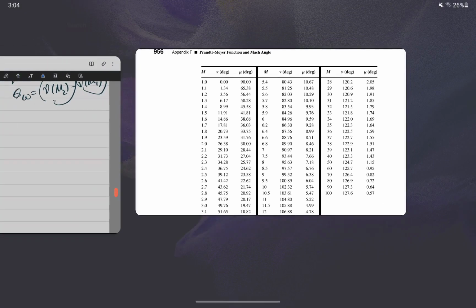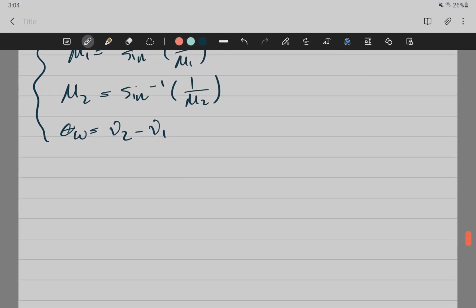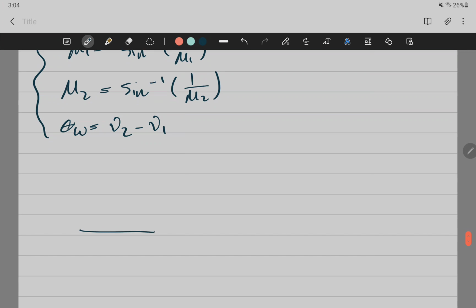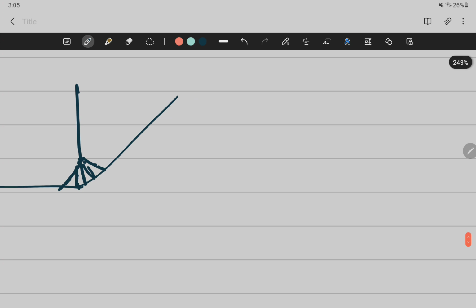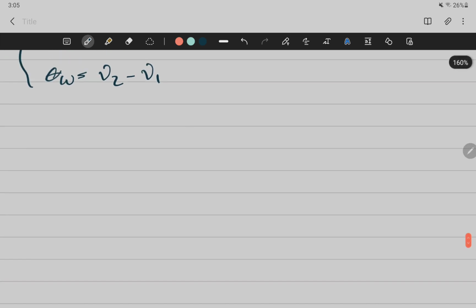You can also apply this analysis to oblique shock waves, but under one condition. It will give you oblique shock waves very close to the walls, which are actually reverse expansion waves. So if you go further from the wall, you won't be able to use this expansion fan analysis, okay?